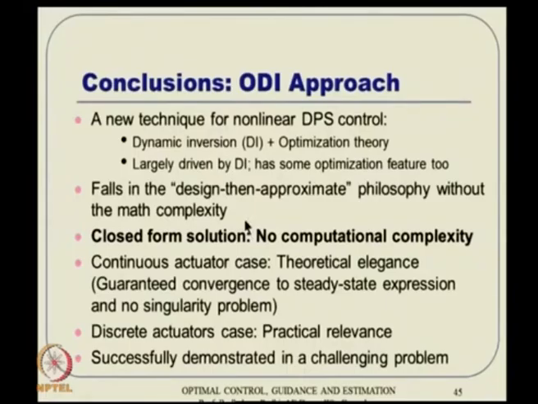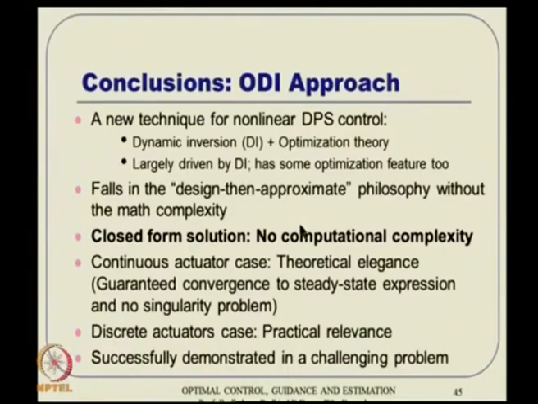It falls in the design-then-approximate philosophy without too much math complexity. Once you understand dynamic inversion ideas, which again I emphasize, if you don't know, then I suggest you see a couple of my lectures in my other course on dynamic inversion, then it will make even more sense. It falls in design-then-approximate because in the development we are not starting with a finite number of grid points. We start with the whole spatial domain as it is, do some spatial integrals, and ultimately you have a formula, and then when you implement, you discretize.